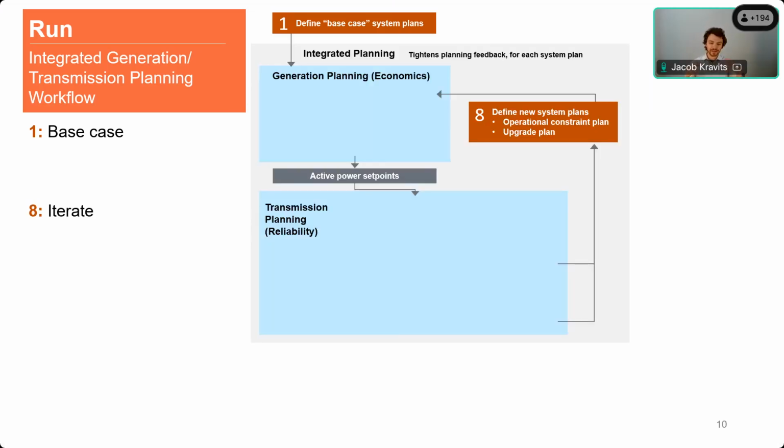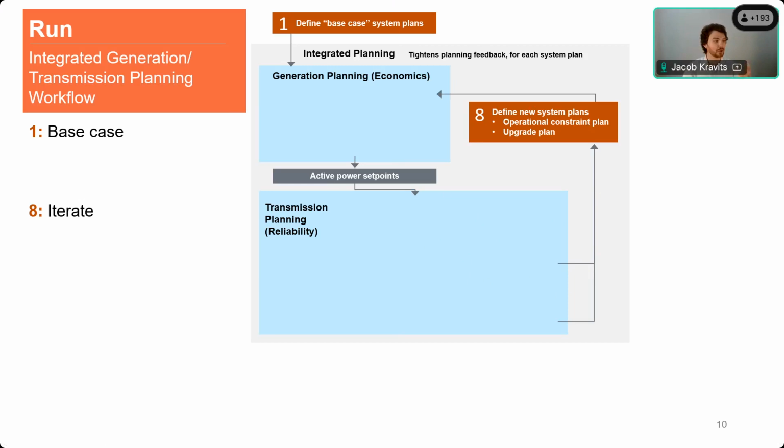Now, at a high level, the integrated planning process that we're talking about in this guidebook is about tightening the feedback between generation planning, the economics of generation planning, and the reliability assessments that come from transmission planning. And active power set points are the contract between the two. The really important part here is this feedback, right? How do the reliability concerns that come from transmission planning feed back as constraints in our generation planning?